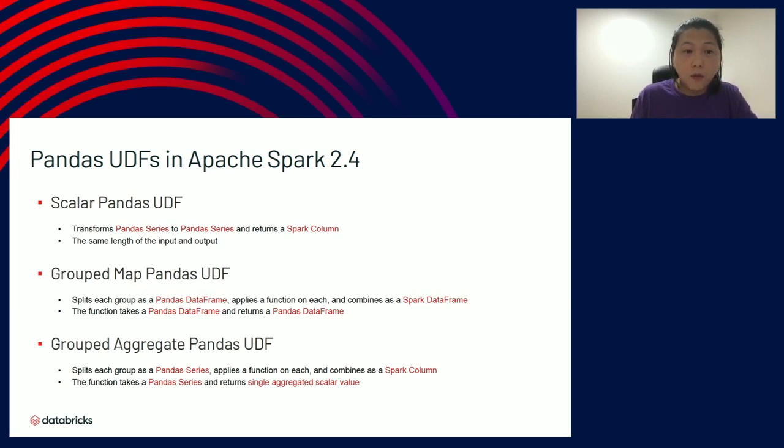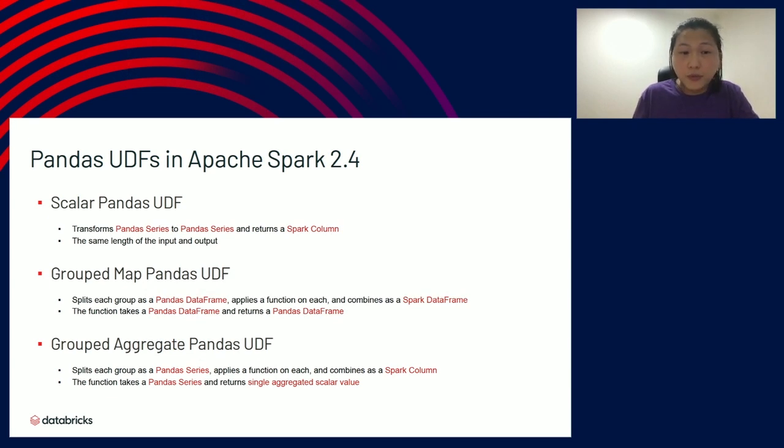In Spark 2.4, we have three kinds of Pandas UDFs. The first one is the Scalar Pandas UDF. It just transforms the values from A to B using Pandas APIs. The second one is the GroupedMap Pandas UDF, which splits the data into each group, applies the given function, and then combines back to a regular Spark data frame. The last one is the grouped aggregate Pandas UDF. It does exactly the same thing as the grouped map Pandas UDF, but it requires aggregating each group to a single scalar value.